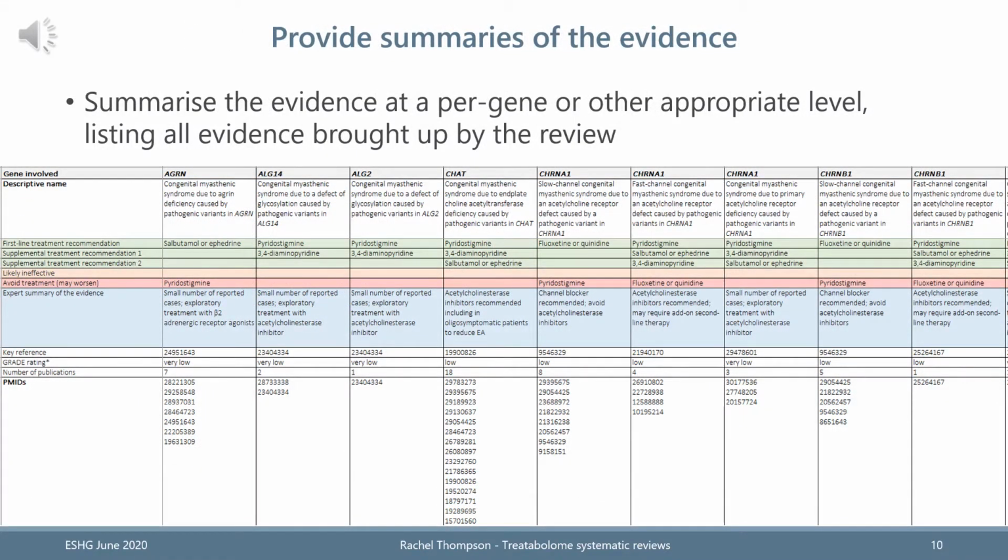The second Excel file is a summary of the evidence at the level of each genetic congenital myasthenia subtype. We provide the details of the subtype and the consensus recommendation on the treatment. We classify the level of evidence according to the GRADE score, and we list all of the publications where that treatment is discussed. This file is already quite useful as it is, because a clinician can go into it and say, well, I've just diagnosed a patient with an AGRIN mutation. What should I be giving them, and where can I find out more? And they can get straight to the details and to the publications where those treatments are mentioned.